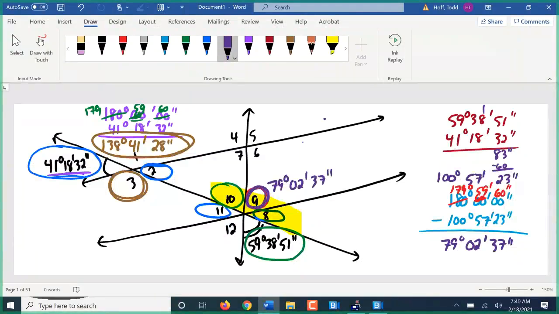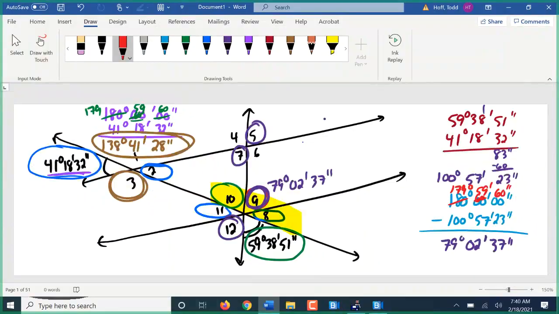Any other angles on here that have to be the same as angle 9? 12. 12 is 1. What else? 5 and 7. Good. Now we still need to find 4 and 6, but we don't have to calculate. We've actually already calculated them, even though we didn't necessarily realize we were calculating.